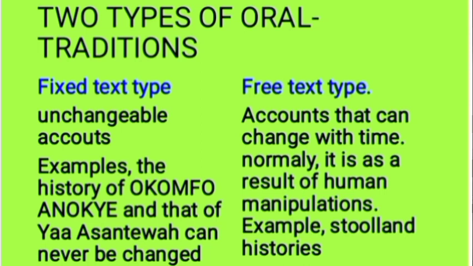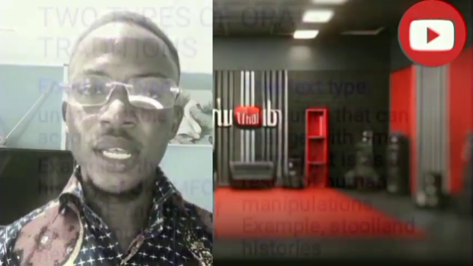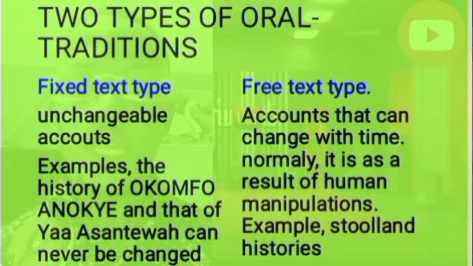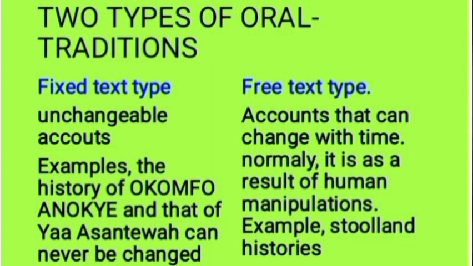Because a fixed text type is an account of the past that is passed on from one generation to another generation. That doesn't change. It remains fixed.